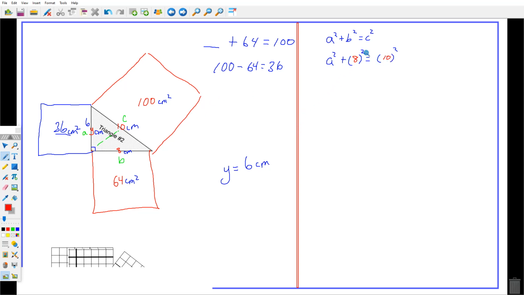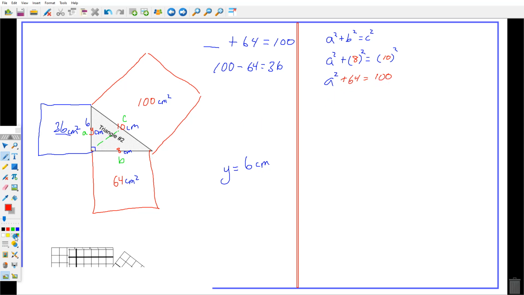So I simplify everything in this equation that I can. I can't simplify a squared. That's got to stay there, since I don't know what that is. I'm just going to write a squared again. But I do know that 8 squared is 64, so I add 64, and that has to equal 10 squared, which is 100. So I get to this point, and it says some number squared plus 64 equals 100.